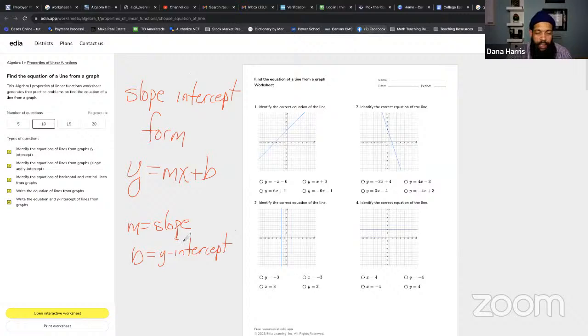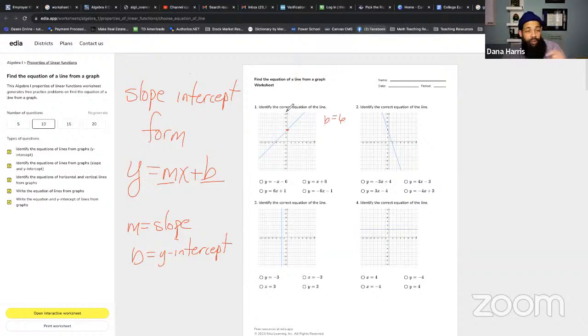So given these things, we want to basically find what m is and what b is. y and x are going to stay the same, as you can see when you look at these different equations that are given as your answer choices. They're all written in slope-intercept form. So the first thing we want to do is find the y-intercept. I'm going to mark it right here. What is the y-intercept? It's where the graph touches the y-axis. So in this case, b equals 6.